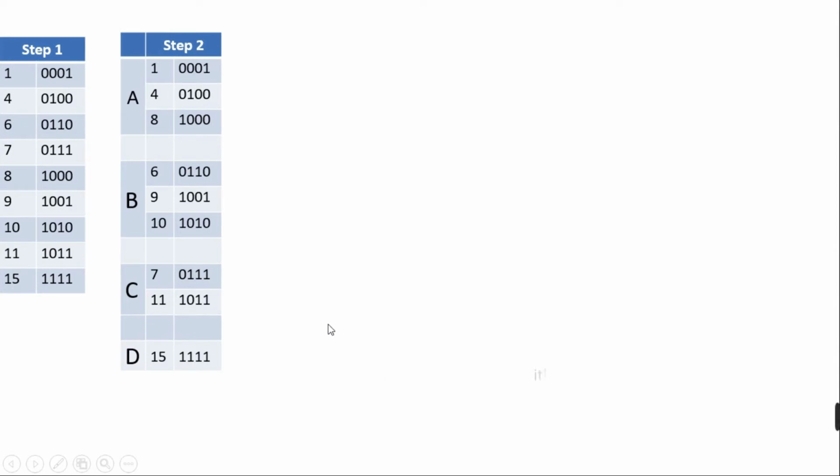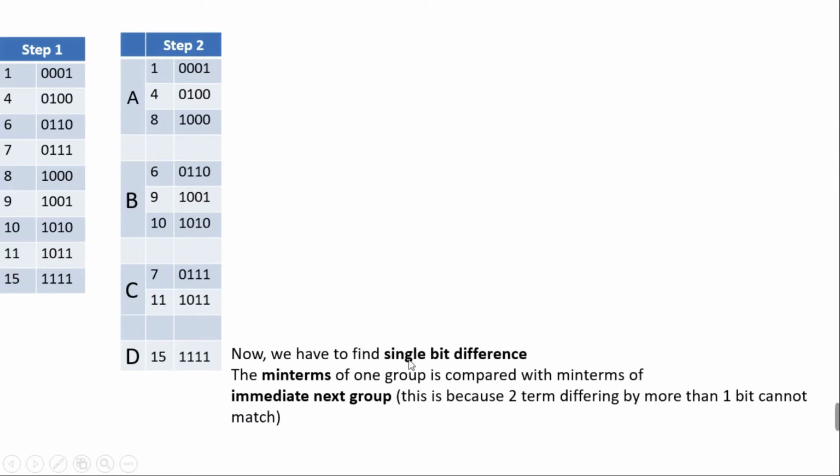Now what we're going to do is find single bit differences from step 2. How can we actually do it? We're going to compare. We will compare all the min terms of group A with all the min terms of group B, then compare all the min terms of group B with all the min terms of group C, and then compare C with D. Basically, we're going to compare only one group to its immediate next group. That means we're going to compare A with B, B with C, and C with D.